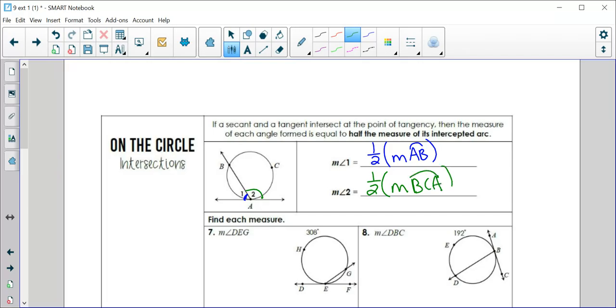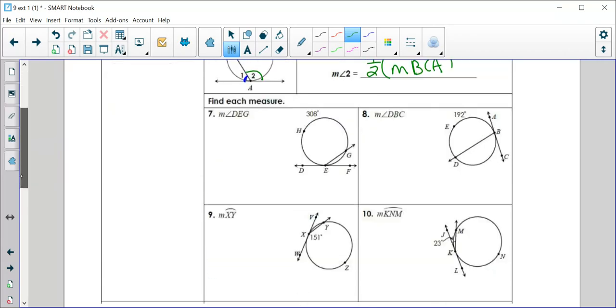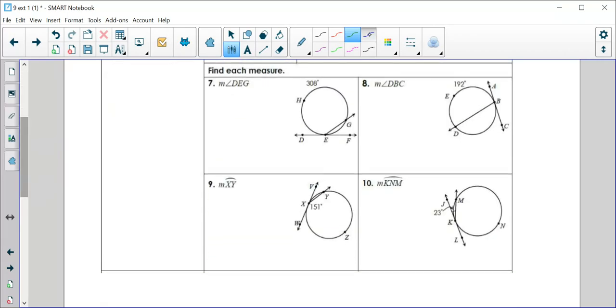All right. So now if we use that idea, we just need to find what angle they gave us and what we need to figure out. So we've been given the whole arc over here is 308. We need to find the angle that goes with 308. So since that is on the same side of the arc, we can just take 1/2 of 308.